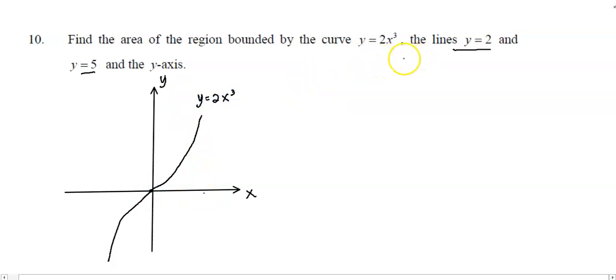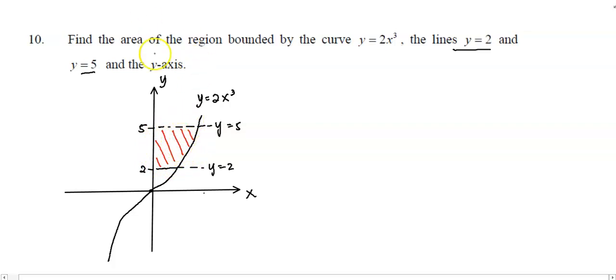And now we try to figure out the region the question is asking for. We have the line y equals 2, and y equals 5 somewhere here. So just label it: this is 2 and 5. And the y-axis. So actually, the area that the question means is this one. You are going to get this area.